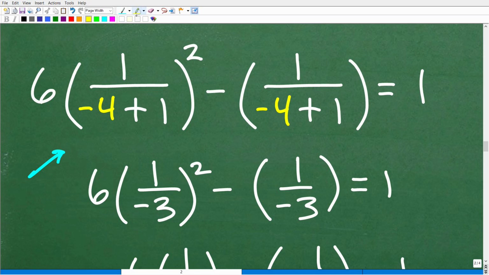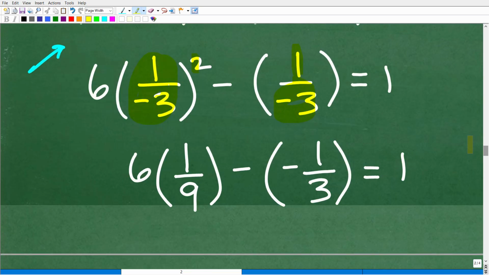All right, let's go ahead and replace all our x's with -4. So we have 1 over -4 plus 1, that's going to be -3. So I have 1 over -3, or -1/3 squared. Okay, I got to handle that. And this is going to be minus 1 over -3 right here. Okay, so let's go down and finish this up. So -1/3 squared is going to be a positive 1/9. Okay, because negative times negative is positive. So 6 times this positive 1/9 minus this negative 1/3. And of course, we got to see if this is equal to 1.